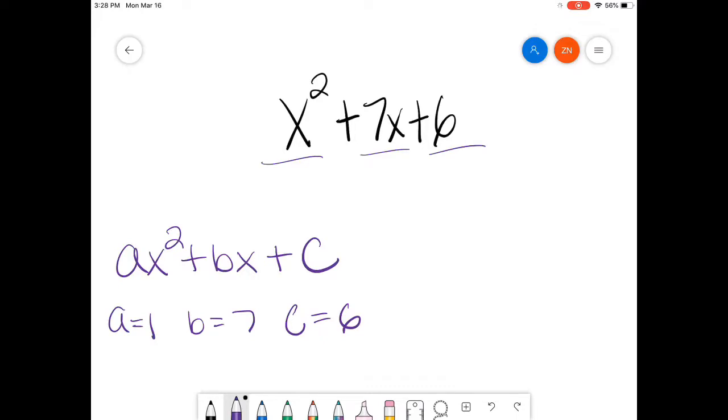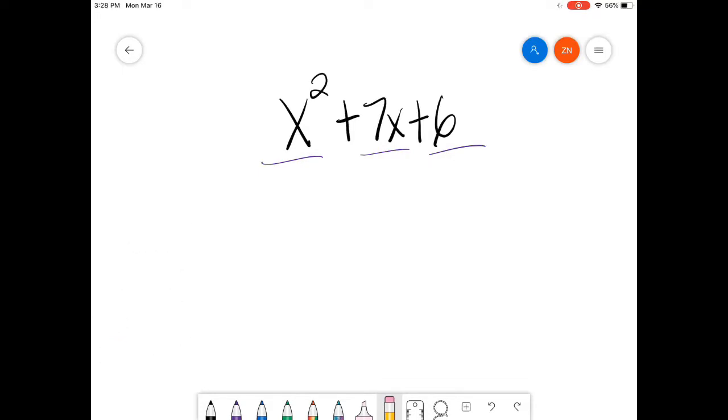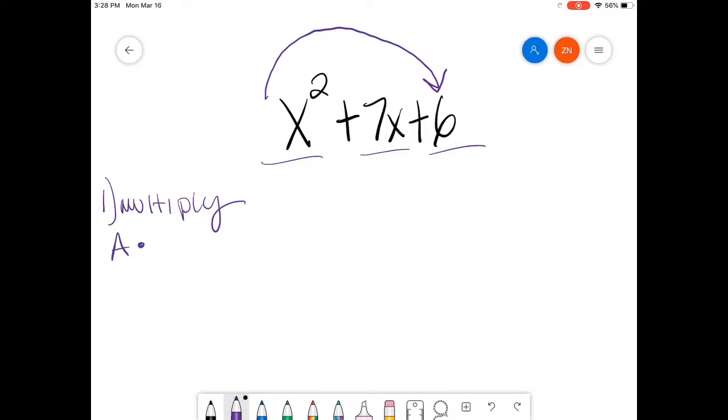It might be helpful for you to list a, b, and c so you know what I'm talking about when I'm using this strategy I'm about to teach you. So this strategy is called the umbrella method. The umbrella method, you're going to multiply A times C. So I'm going to multiply A, which is 1, times C, which is 6. So step number 1, multiply A times C.